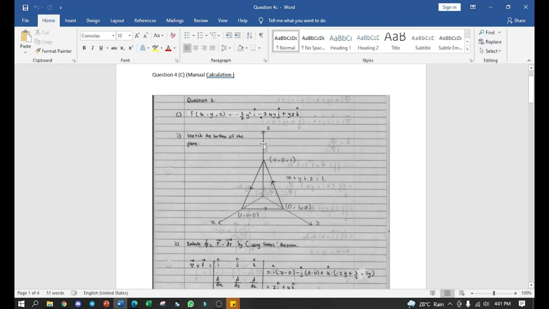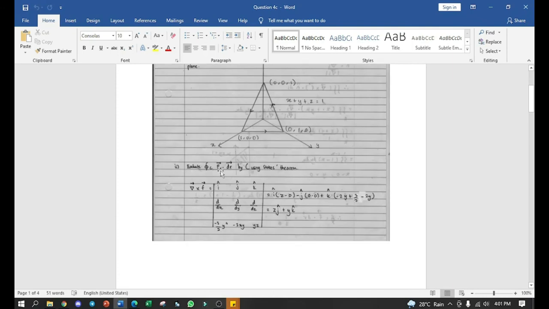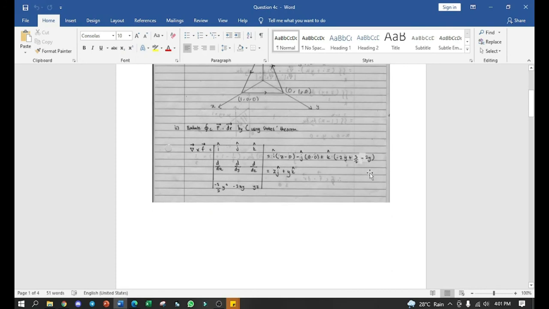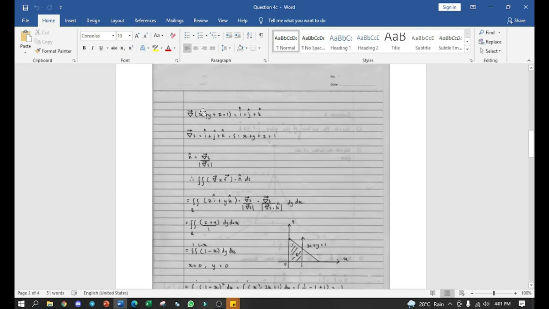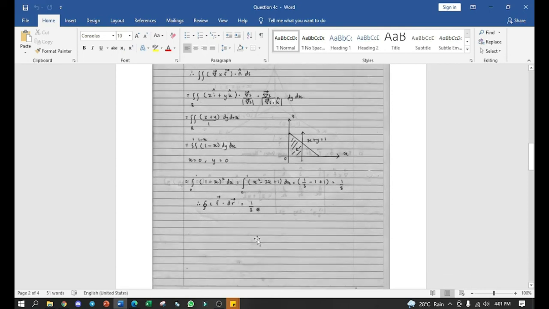This is the manual calculation. First, we sketch the surface plane. Then, for question 2, we evaluate the equation using Stokes theorem, like this. And the final answer is 1/3.